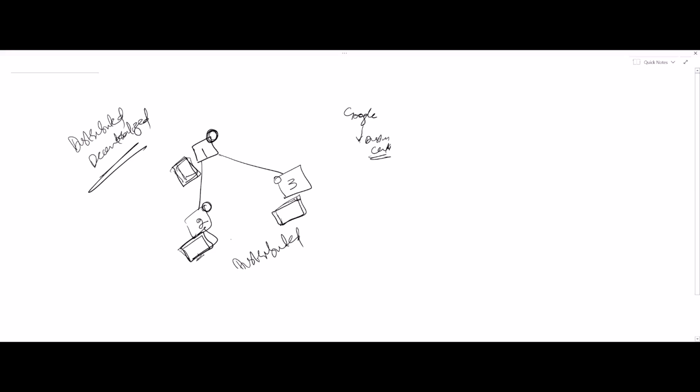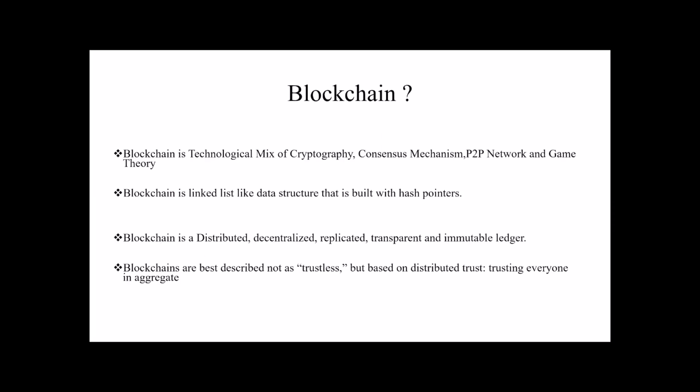If we see the advantage, if the first goes down, the second can still serve. If the second goes down, the third can serve. In networks like Bitcoin and Ethereum, we have thousands of nodes connected. So it eliminates the problem of a single point of failure. We have availability here. So this is about another definition. What I often say about blockchain is, I often hear it called a trustless technology, but it is better to say it is based upon distributed trust, where we trust everyone in aggregate.